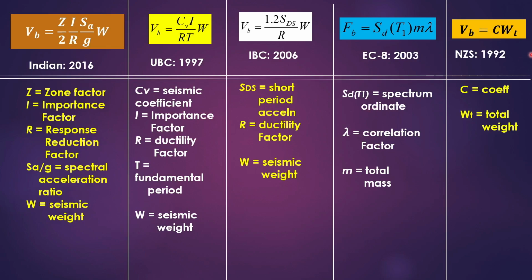For New Zealand code, the formula is simple: C into WT. WT is the total weight and C is a coefficient. This coefficient C is given by another long expression which I have not shown here. So you can see that in most of the cases the pattern is same. The seismic weight is multiplied by a spectral acceleration value, and the value is reduced by a factor R, which is called response reduction factor or ductility factor.